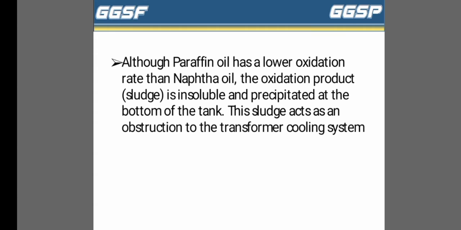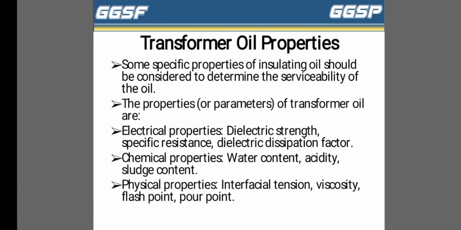Although paraffin oil has lower oxidation rate than naphtha oil, the oxidation product sludge is insoluble and precipitated at the bottom of the tank. This sludge acts as an obstruction to the transformer cooling system. So, what are the transformer oil properties?